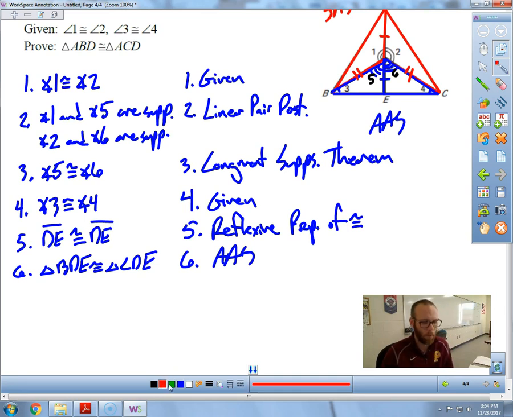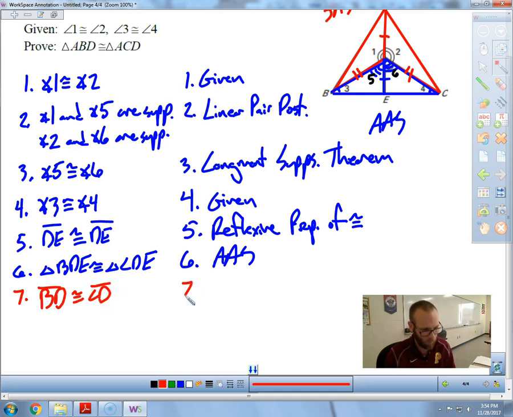Well, if the blue triangles are congruent, I'm going to switch to red because now I'm going to the red triangles. BD and CD are congruent. How do we know they're congruent? Because these triangles are congruent, and the definition of congruent figures states that they're congruent if and only if all their corresponding parts are congruent. Definition of congruent figures.